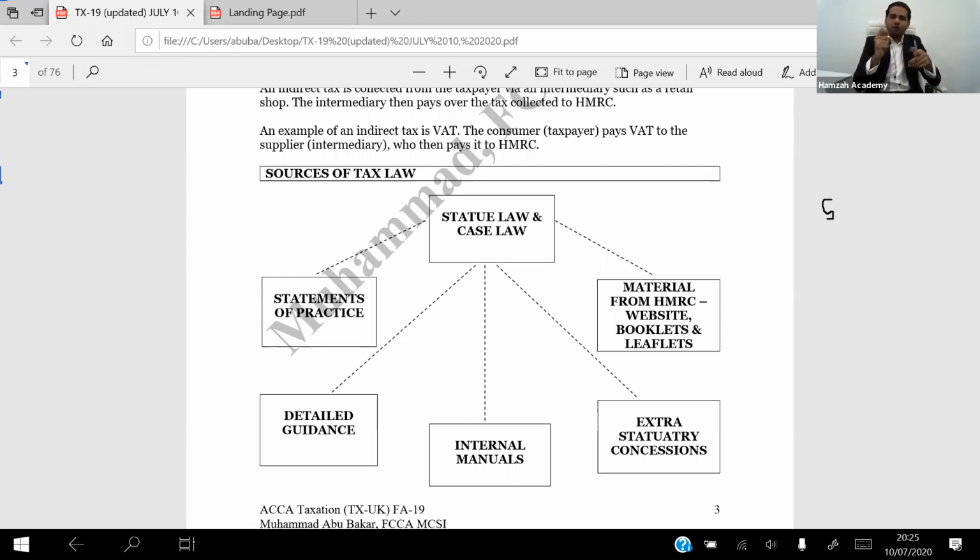The moment you have one decision on, let's say, an income tax matter or a value-added tax matter or a corporation tax matter, that one decision becomes a precedent. I hope you are aware of the word precedent from F4. When a decision becomes a precedent, you can refer to that precedent in the future. I still disagree with that decision. I went to the court, to the higher court.